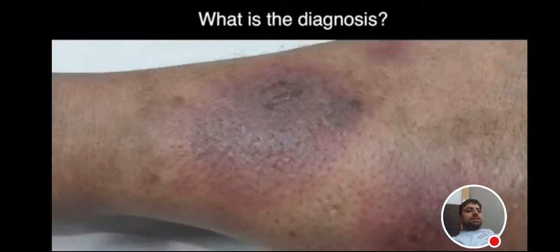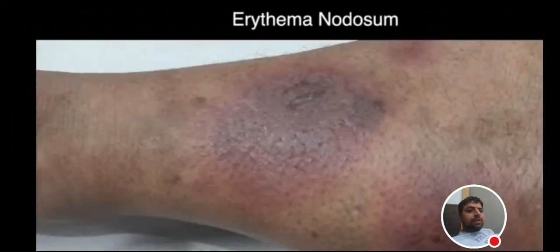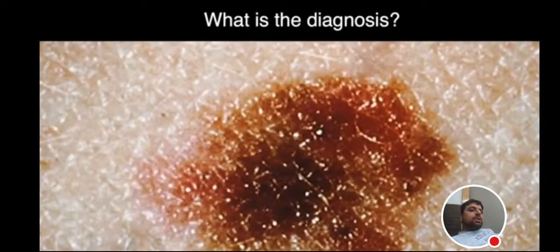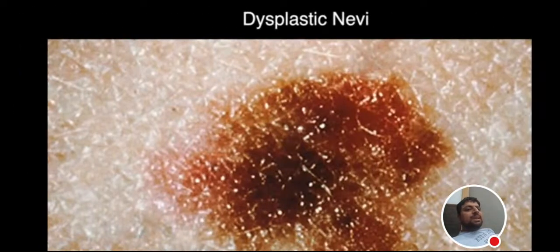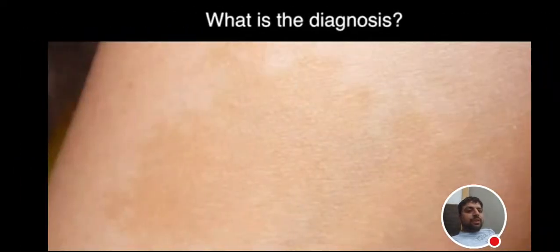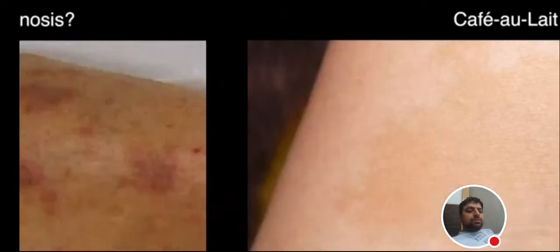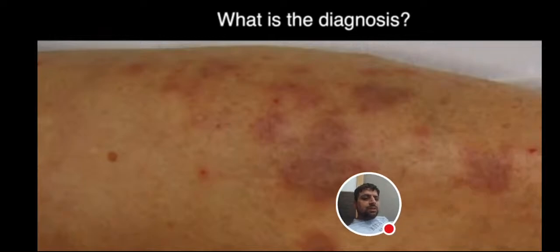Now, what is the diagnosis in this picture? This is a case of erythema nodosum. Erythema nodosum. Now, what is the diagnosis here in this picture? This is a nevus, or dysplastic nevus. We can say dysplastic nevus. So, what is the diagnosis in this picture? You see what? Here we see café au lait spots. Café au lait spots.